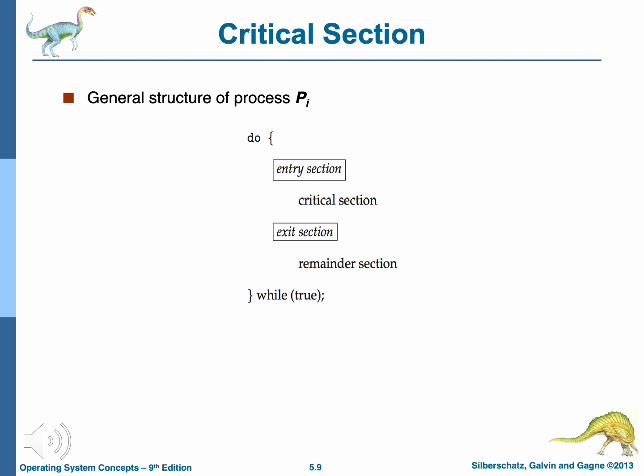The general structure of a typical process Pi is shown in this figure. The entry section and the exit section are enclosed in boxes to highlight these important segments of code.